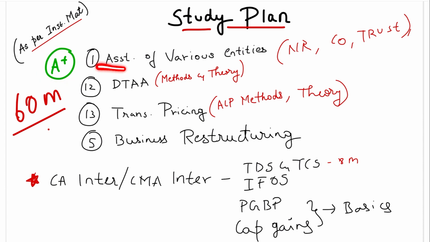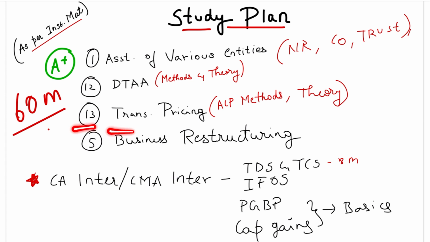Chapter 1, which is assessment of various entities, which includes company, trust, individual, as well as non-resident taxation. That is also a very important topic. Next, chapter 12, which is double tax avoidance agreement, which includes methods and some theory. Theory like conditions of section 91, like that.